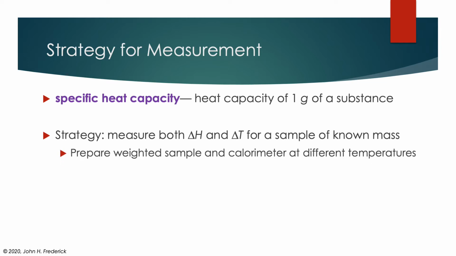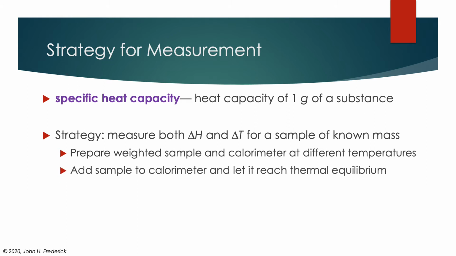So what we're going to do first is prepare a weighed sample and a calorimeter, and we're going to prepare them at different temperatures. That's important because they need to have different temperatures so that we can get all the information we need out of this experiment. We're going to add the sample to the calorimeter. Remember, they're at different temperatures, and then we're going to let them reach thermal equilibrium. Since they started at different temperatures, the temperature change for the sample and the temperature change for the calorimeter are actually going to be different delta T's.